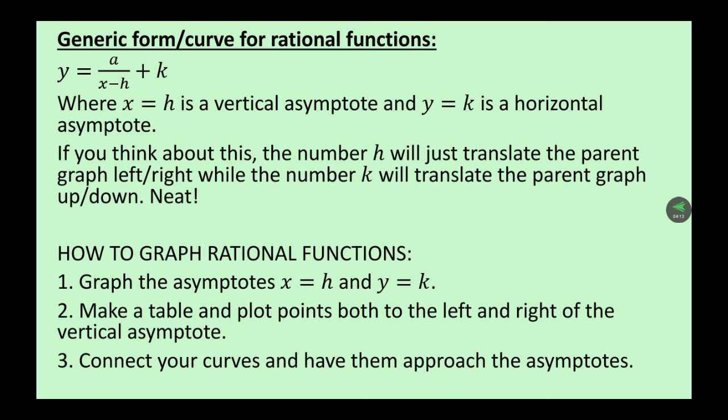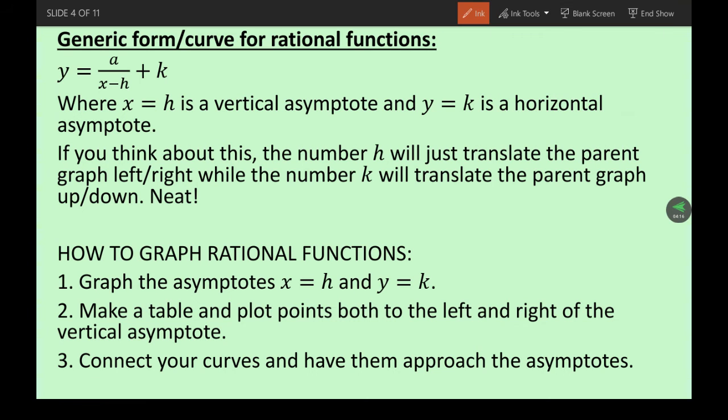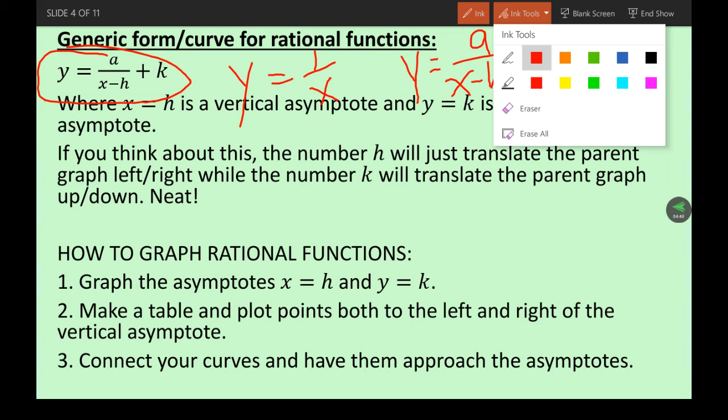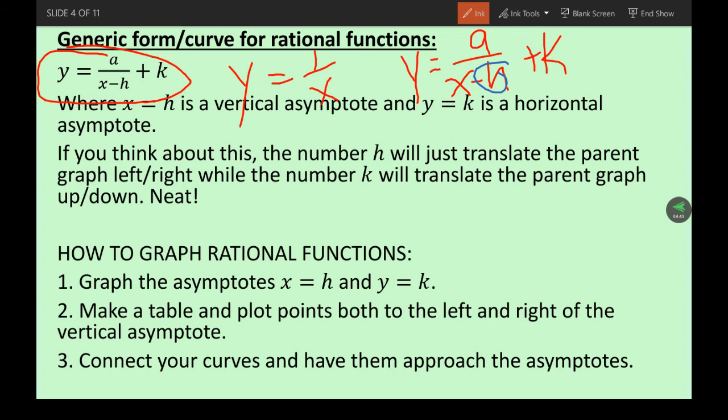All right, so basically here's kind of our general overview of how to graph these things. We want to get into sort of this standard form here, y equals a over x minus h, plus k, which comparing these to the thing we just graphed, 1 over x, well really there's just some transformations here. So this h, well that's just in with the x, so that's just a translation left or right. So that's just moving our vertical asymptote to the left or to the right. This plus k, that's just our normal translation up and down, so that's just moving our horizontal asymptote up or down.